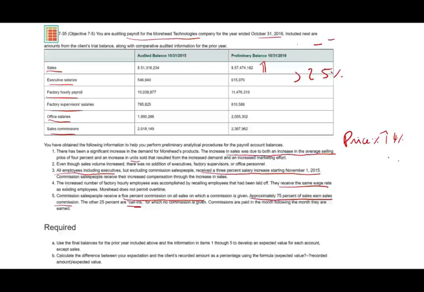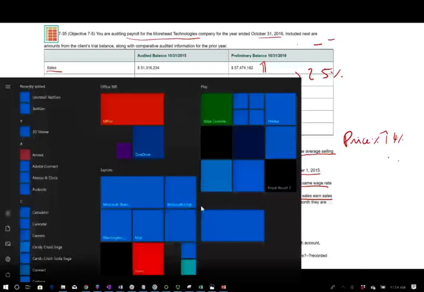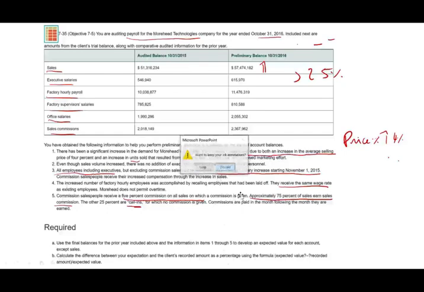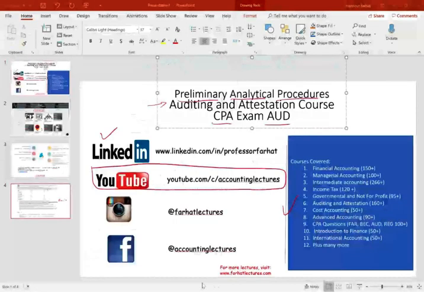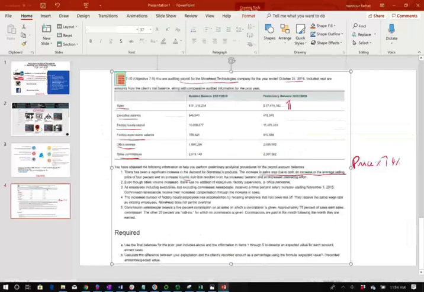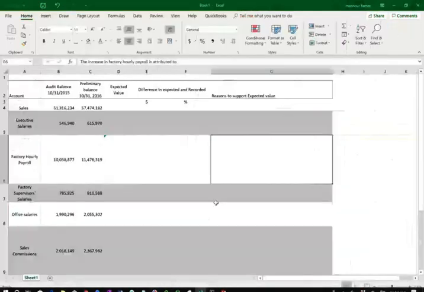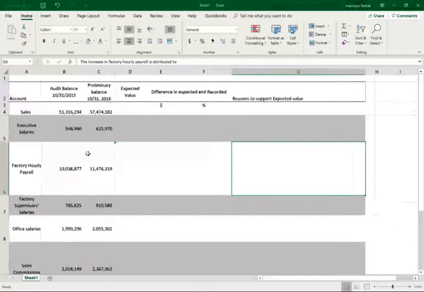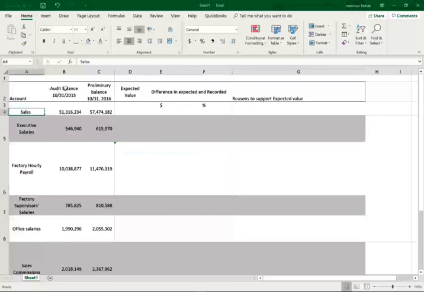Now, what I'm going to do is pull the Excel sheet that I have all the data in and start to go over the preliminary analytical procedure, based on the information that we are given, and compute a projected value for each one of these accounts. So this is what I have here: the account, audit balance, the preliminary balance, the expected value, what it should be, the difference in dollars, the difference in percent, and maybe I will discuss reasons to support the expected value.